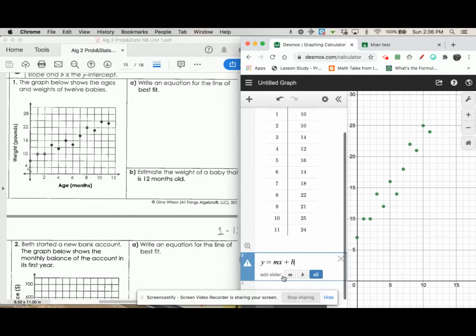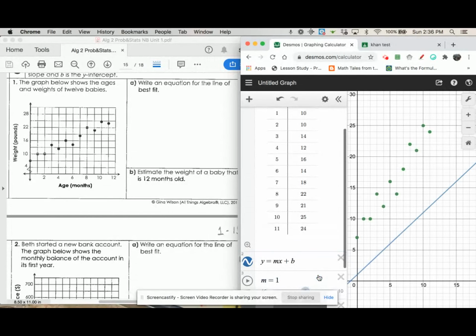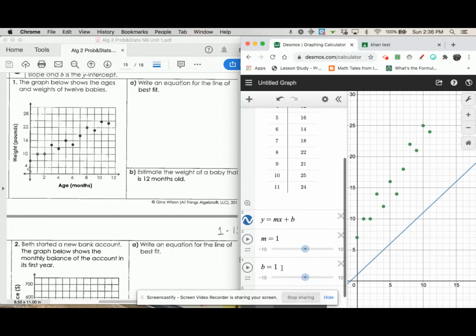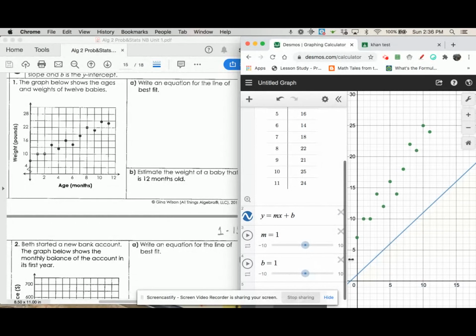It's going to let us add sliders. So we're going to hit all. And we get a slider for the slope, and we get a slider for the y-intercept. So when I look at the y-intercept, it's telling me I can put this line anywhere from -10 to +10, but that may not be high enough. I need it to go higher because these y values are anywhere from 5 to 25.